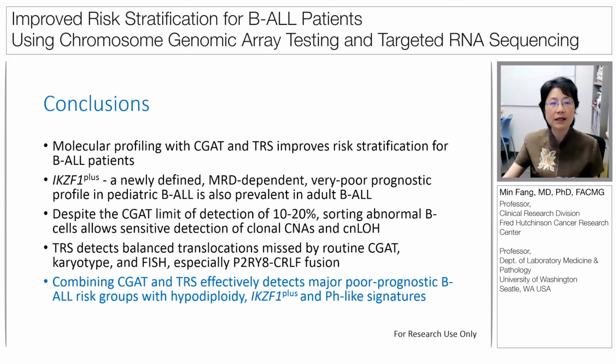Targeted RNA sequencing can detect balanced translocations missed by routine CGAT, karyotype, or FISH, especially the P2RY8 and CRLF2 fusion. So we hypothesize that combining CGAT and TRS can effectively detect major poor prognostic BLL risk groups with hypodiploidy, IKZF1-plus signature, and pH-like signature.